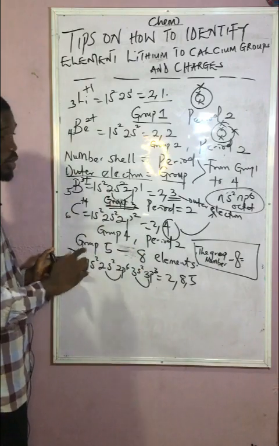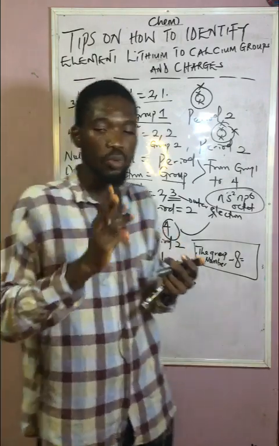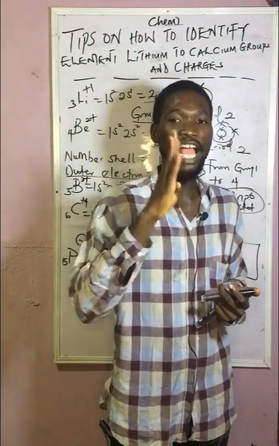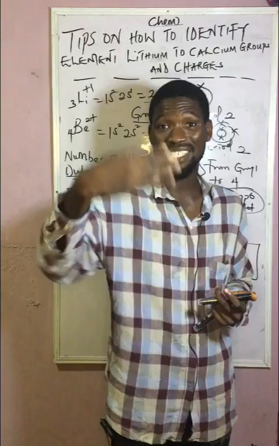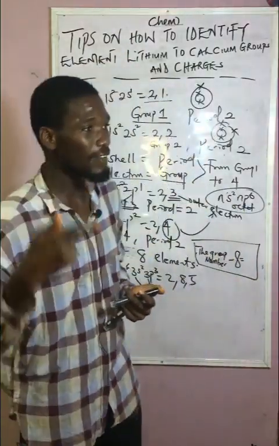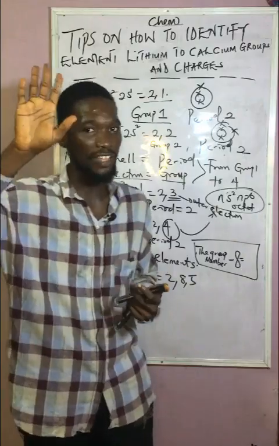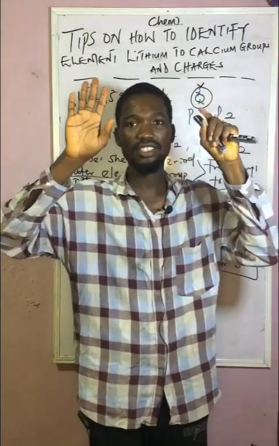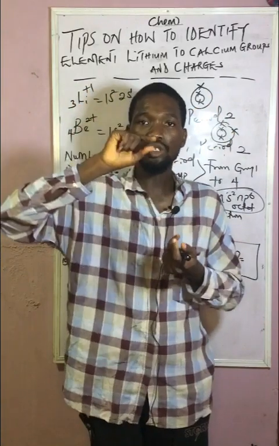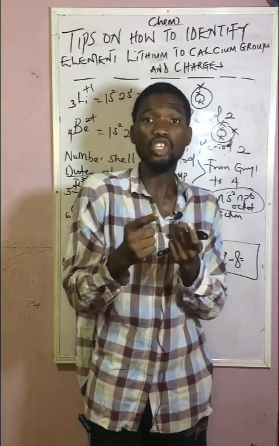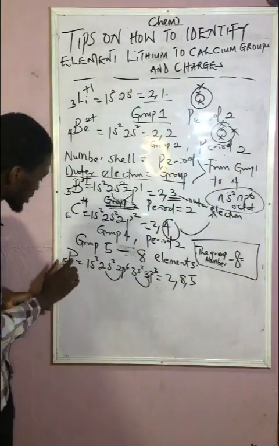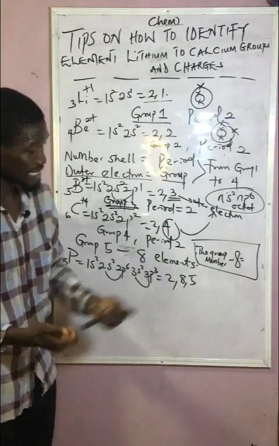A positive 5, because I tell you guys that from group 1, 2, 3 and group 4 they have a positive sign with their outer electron determining the charge of that element. But reverse is the case from group 5, 6, 7, 8. Their outer electron will be subtracted from 8, will tell us what the charge of that element is.